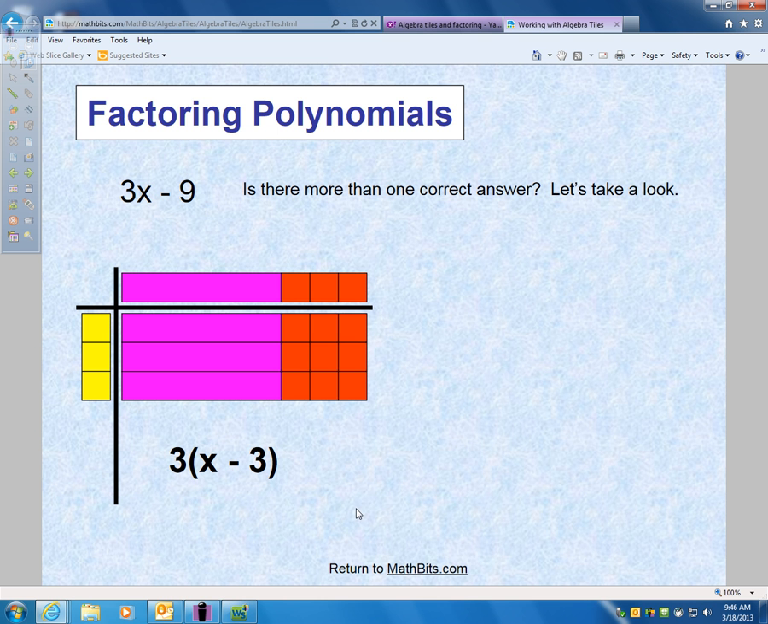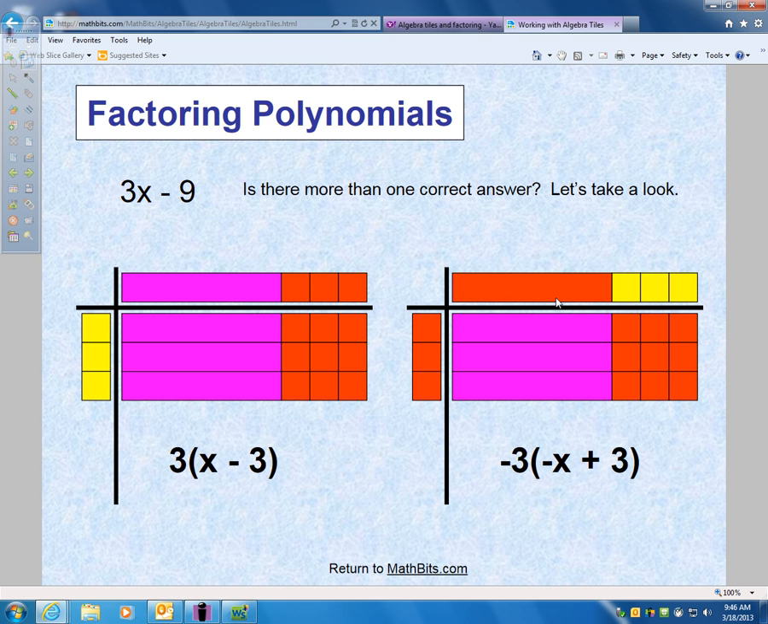Okay, let's see if we can get one more correct answer. And let's try this one out. What if we put the 3 negatives here and we put a negative x tile and 3 positives here? We would actually get 2 correct answers because negative 3 times negative x is 3x and negative 3 times positive 3 is negative 9. So I guess there would be 2 correct arrangements for factoring 3x minus 9.